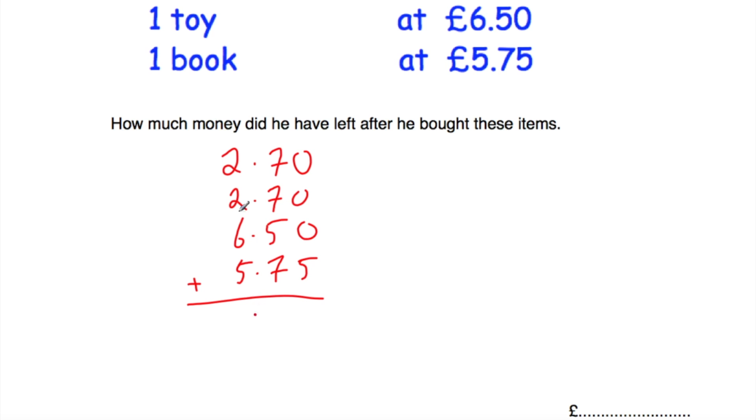So let's put another decimal point beneath the others. 0 plus 0 plus 0 plus 5 is 5. 7 plus 7 is 14, plus another 5 is 19, and plus a 7 is equal to 26, so put a 6 down and carry our 2. 2 plus 2 is 4, plus 6 is 10, plus 5 is 15, plus 2 is 17. So they would cost £17.65.